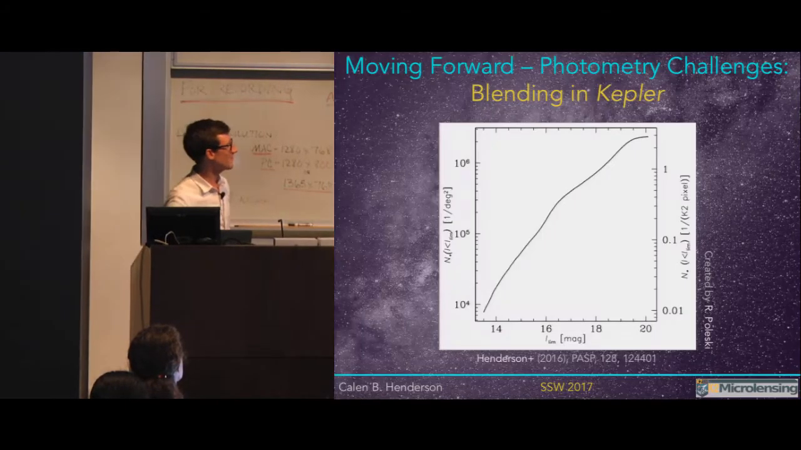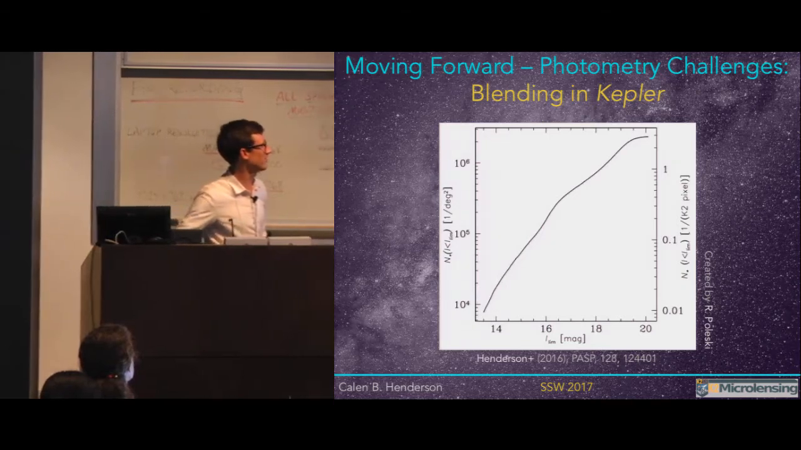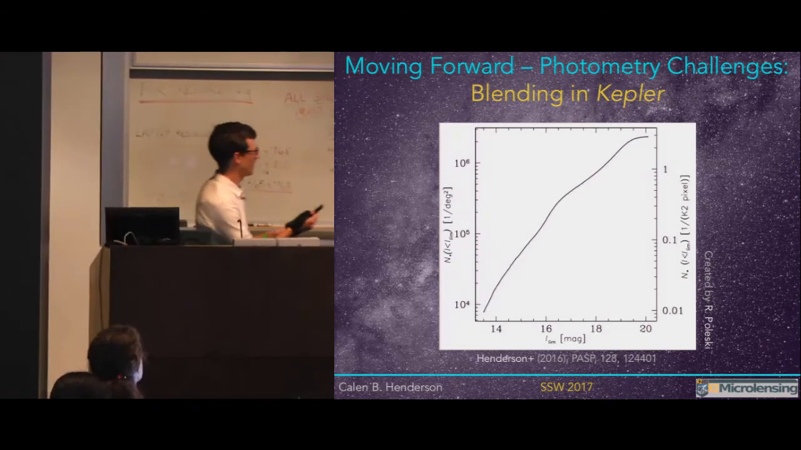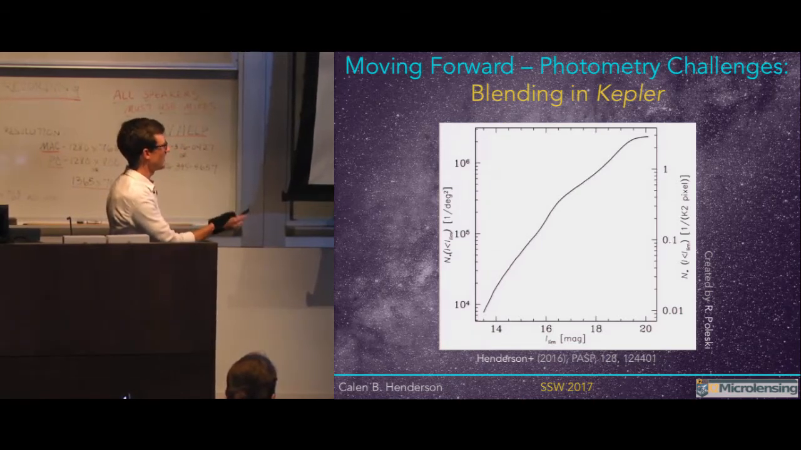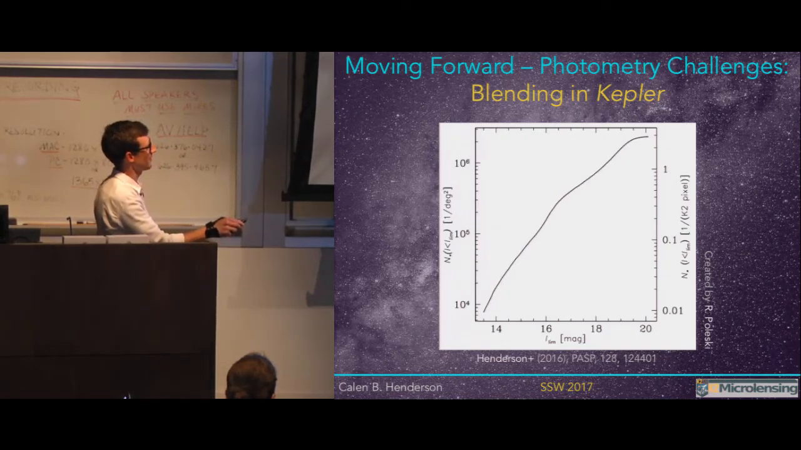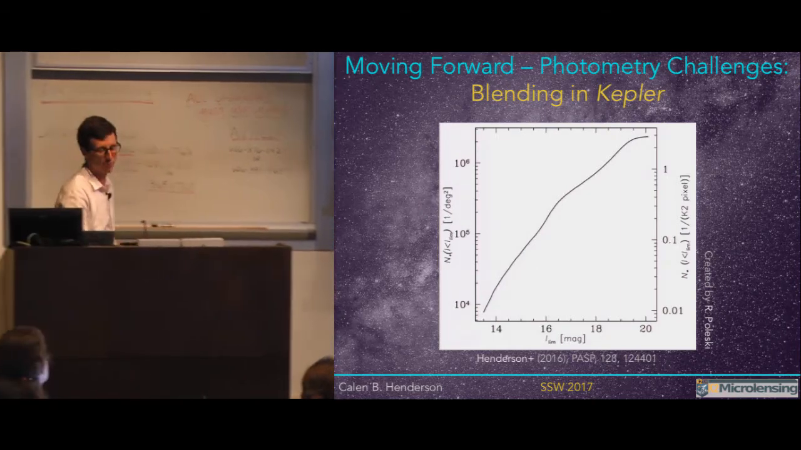And in fact, this is a plot that Radek Poleski of the OGLE collaboration made. So this is showing the number of stars brighter than a limiting magnitude using the OGLE-III catalog. And you can see, on the left, it's per square degree. On the right, it's per Kepler pixel. Just per pixel, getting down to the limiting magnitude of the OGLE survey, there's 3 stars brighter than I of 20 per pixel.